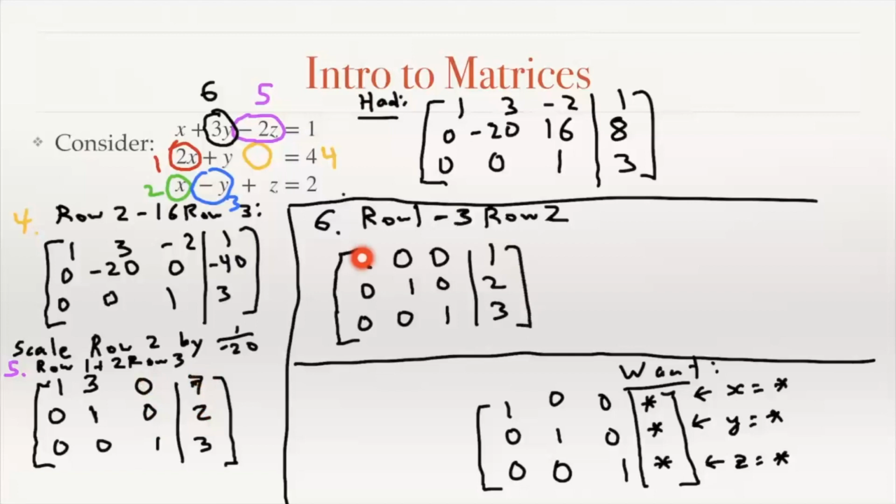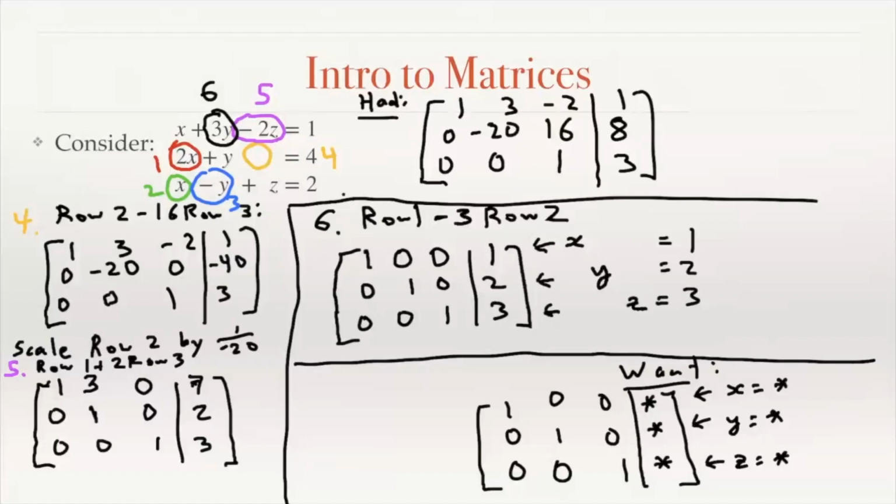And when we have this nice diagonal of 1s, then that means that we're done. This is the solved system. And we can now write out what each equation is saying. So this first equation is saying that x plus 0 is 1. The second equation is saying 0 plus y plus 0 is 2. And the third equation is saying that 0x plus 0y plus z is 3.